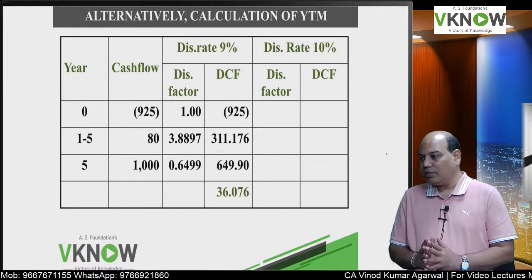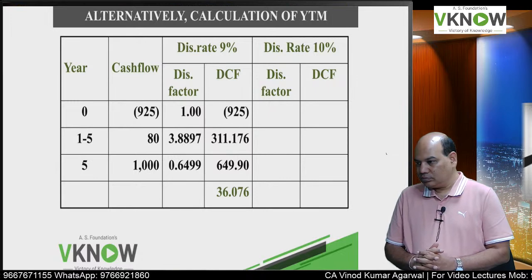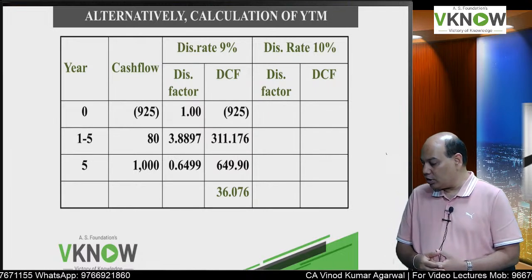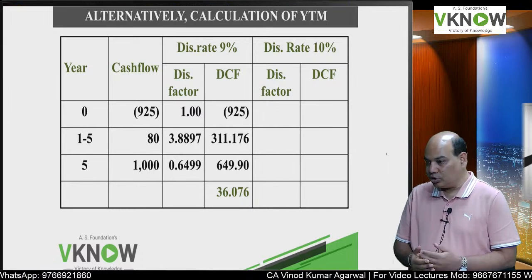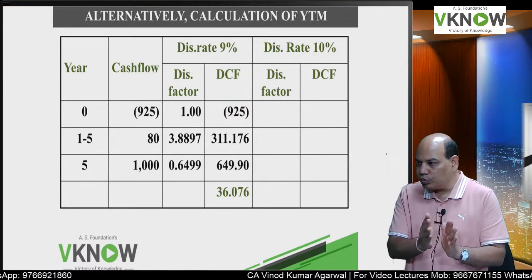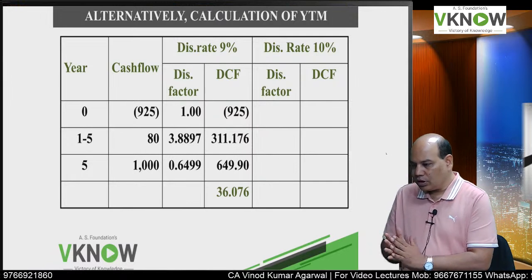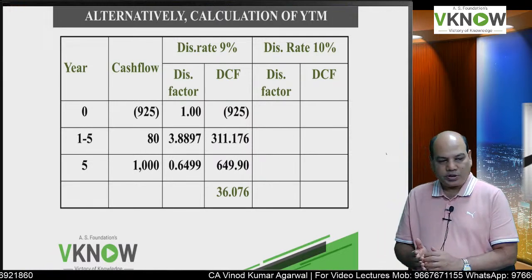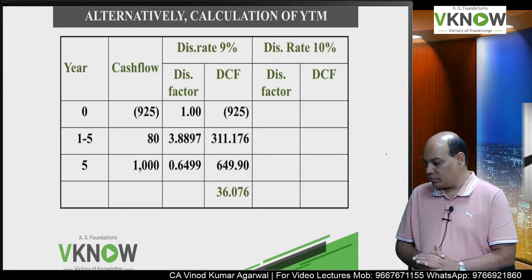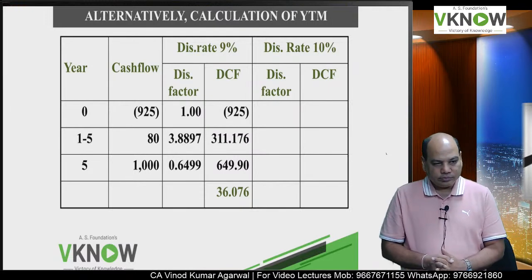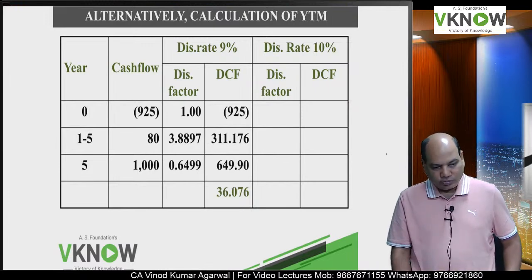Now this is a positive NPV. So should I increase the rate or decrease the rate? I will increase the rate, because if I increase the rate, NPV will move towards 0. I'll increase the rate by 1 or 2% because it's very close to 0. So let us take 10%. Then solve at 10% now.